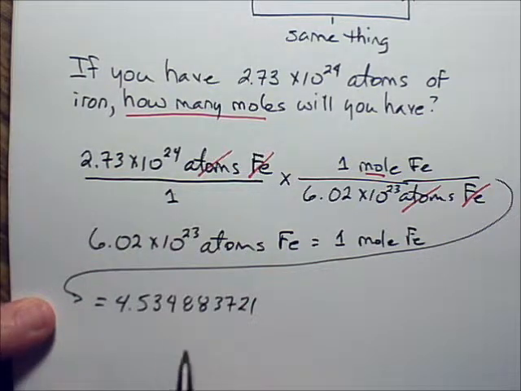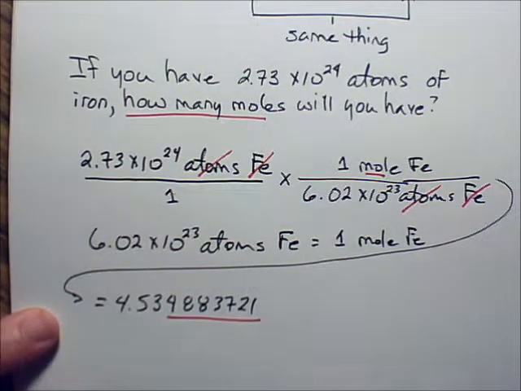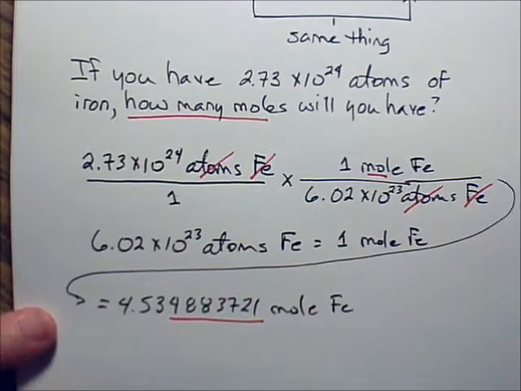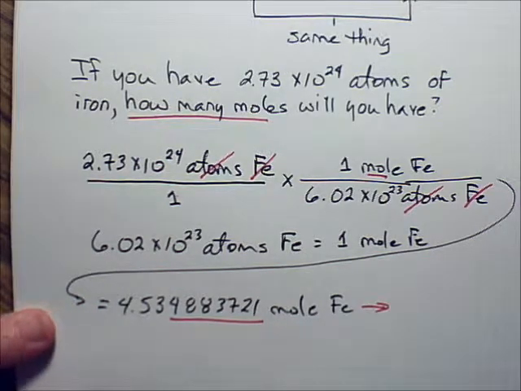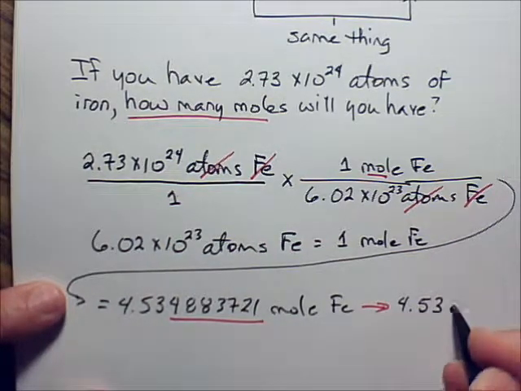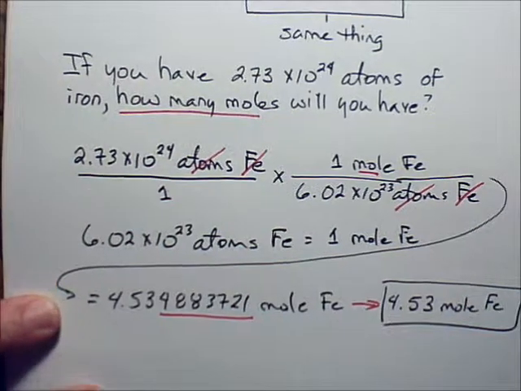This 1 and this 1, neither one of those are measured or calculated numbers. They're counting numbers, so we don't use those. Only the measured or calculated numbers. So we're going to underline everything after the first 3 digits. 1, 2, 3. I need to have my units and species. This is moles of iron. To round it off, I have to have an arrow to show we're rounding off. And 4.53 moles of Fe is the final answer.